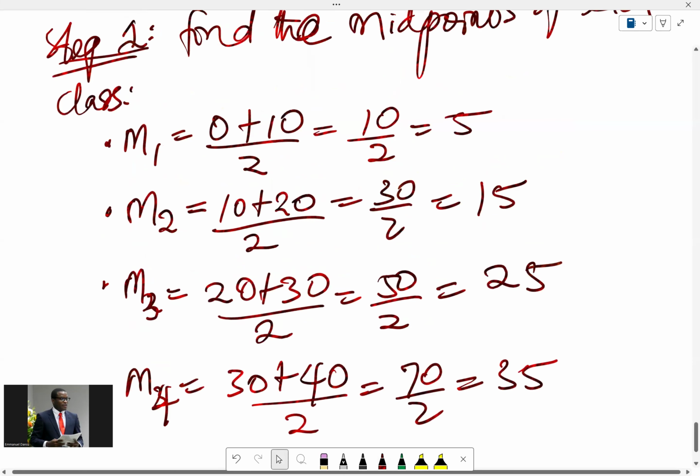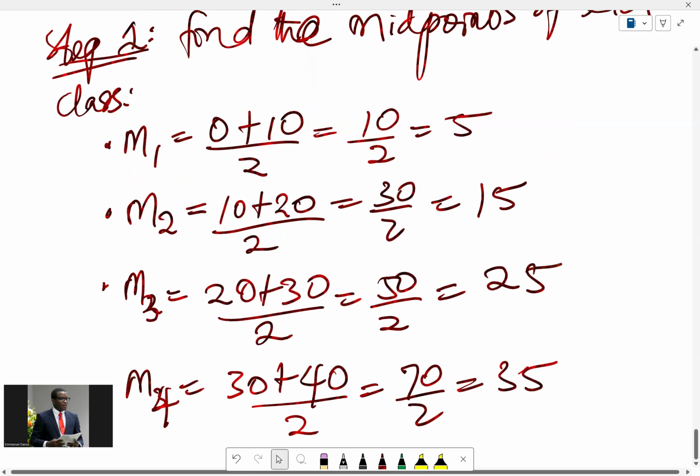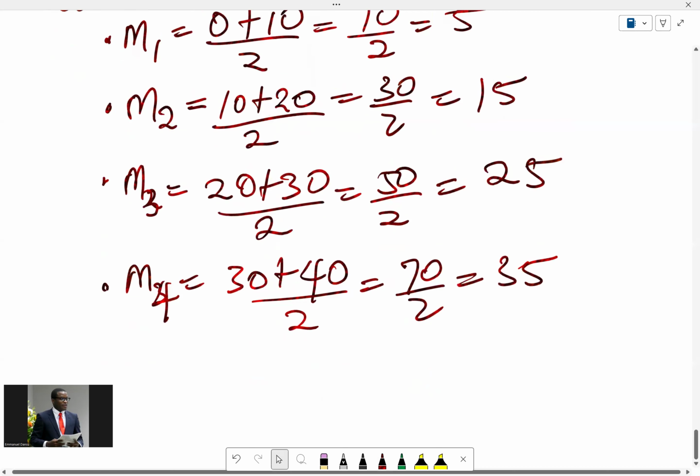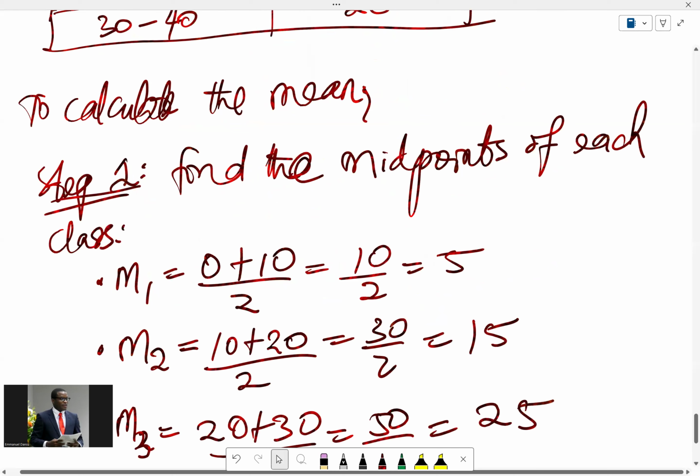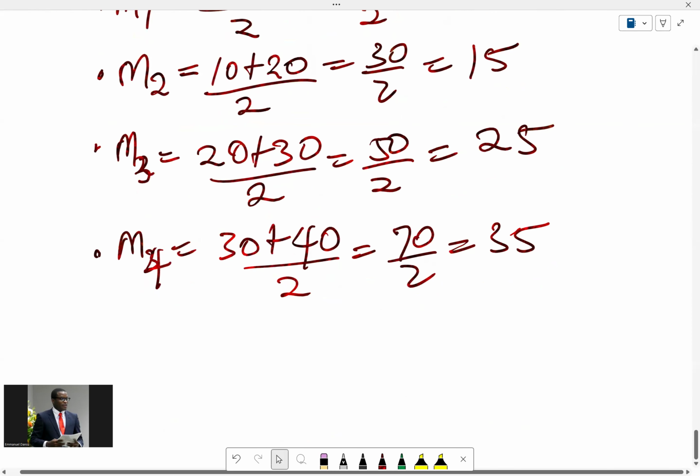Now, you can see already that if you're in an exam situation and you have to hurry up, by the time you do the first two, you can always know the rest, because the interval is going to be consistent. So once you get 5 and 15, just keep adding 10 to get the others. So 5 plus 10, 15, 15 plus 10, 25, 25 plus 10, 35, except if you're required to show all the steps. But most times you're just required to show your table and the values. Okay. So that's the first step you do. You find the midpoints of each class.